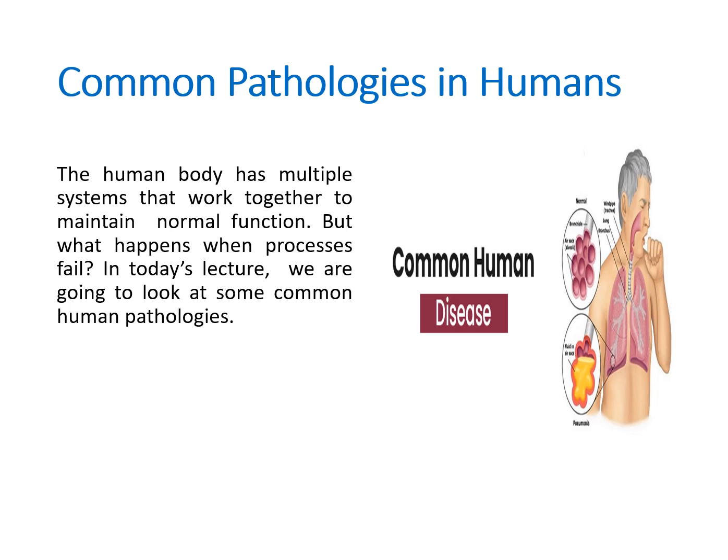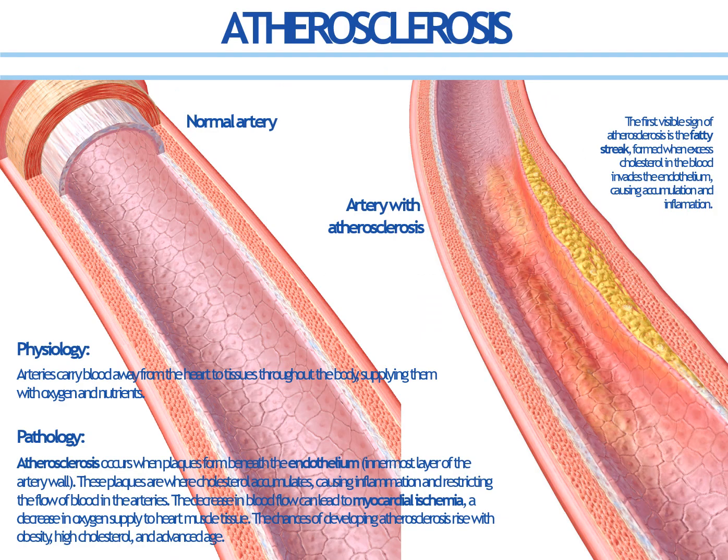Now, in terms of common pathologies in humans, the human body has multiple systems that work together to maintain normal function. But what happens when processes fail? In today's lecture, we are going to look at some common human pathologies. Now, the first common pathology that we're going to consider today is atherosclerosis.